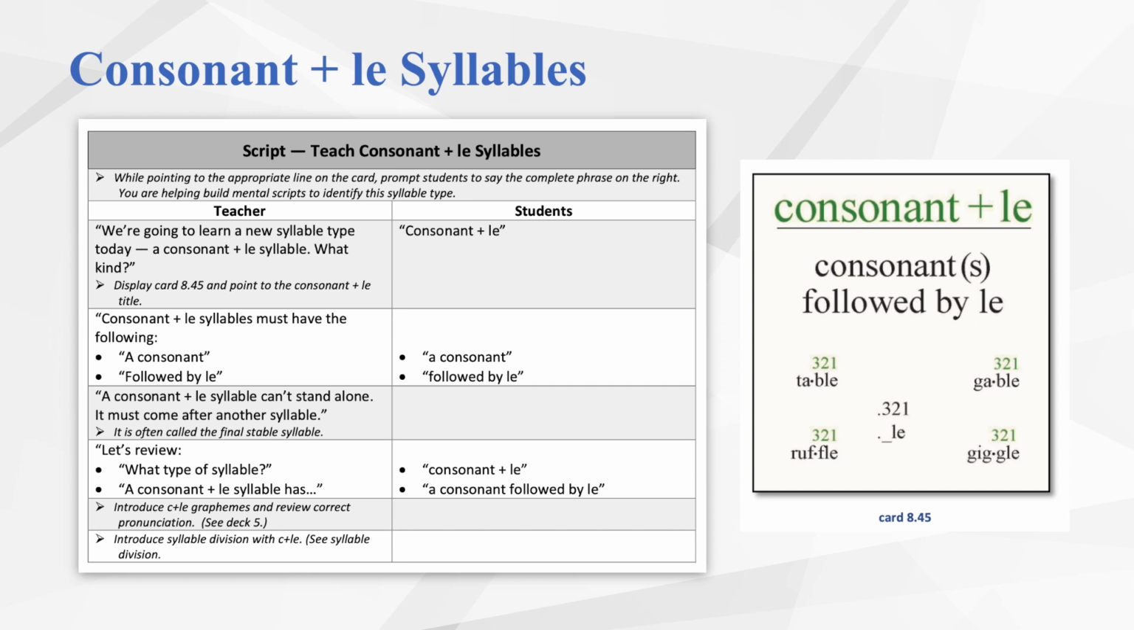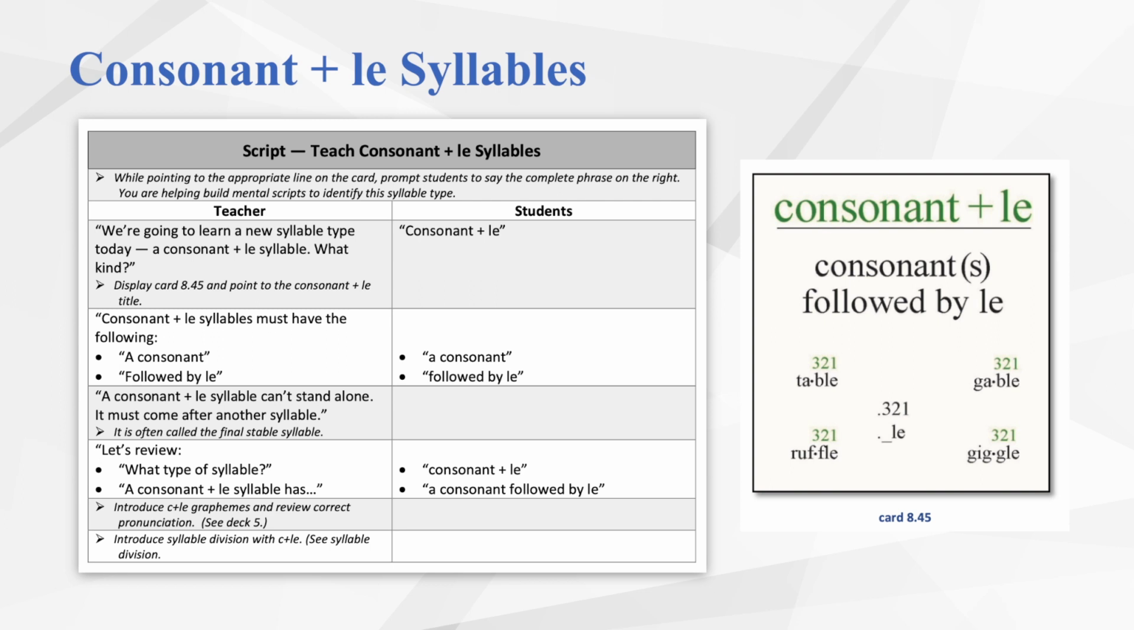Typically, this is one of the last syllable types we teach, and that is because students have to have an understanding of at least some other syllable types to be able to read words that contain a consonant LE syllable. Again, we have both our teacher and student directions and our sample card from Deck 8 for instructing the syllable type. I want to point out that another unique feature of this card is the inclusion of numbers, which we will discuss in another video.